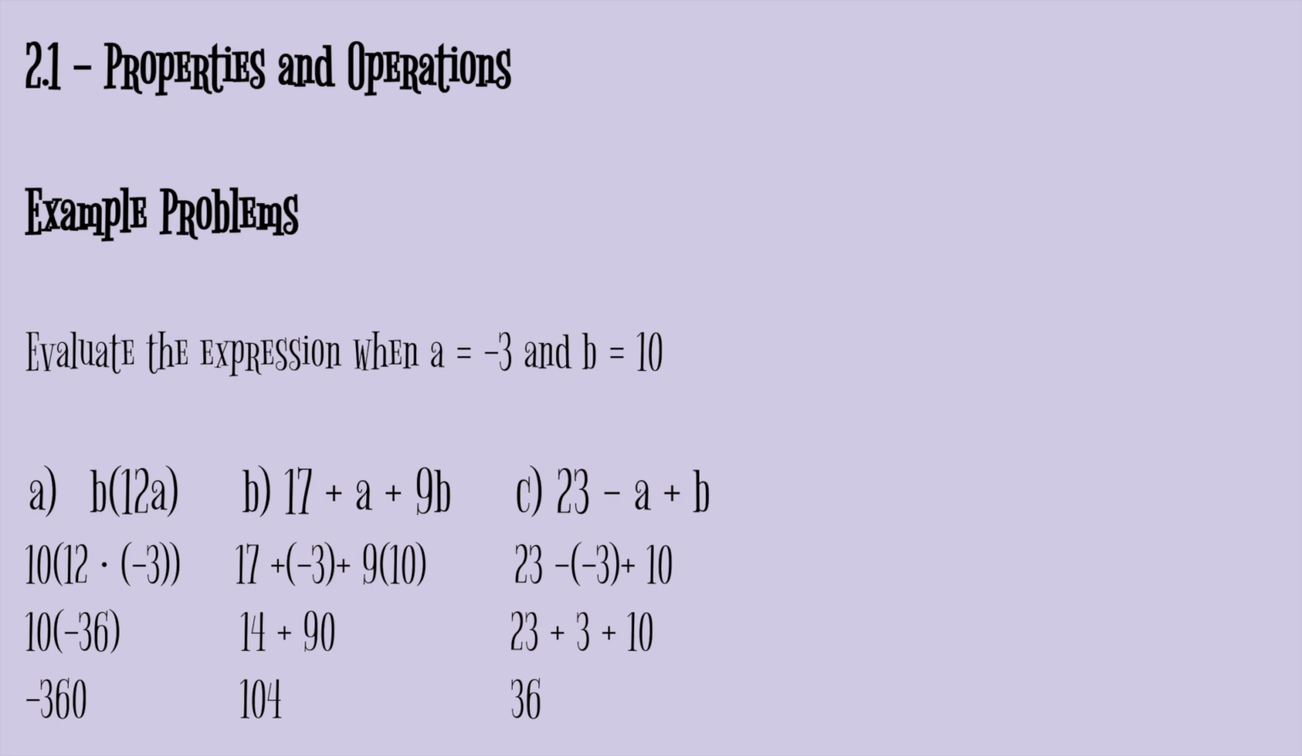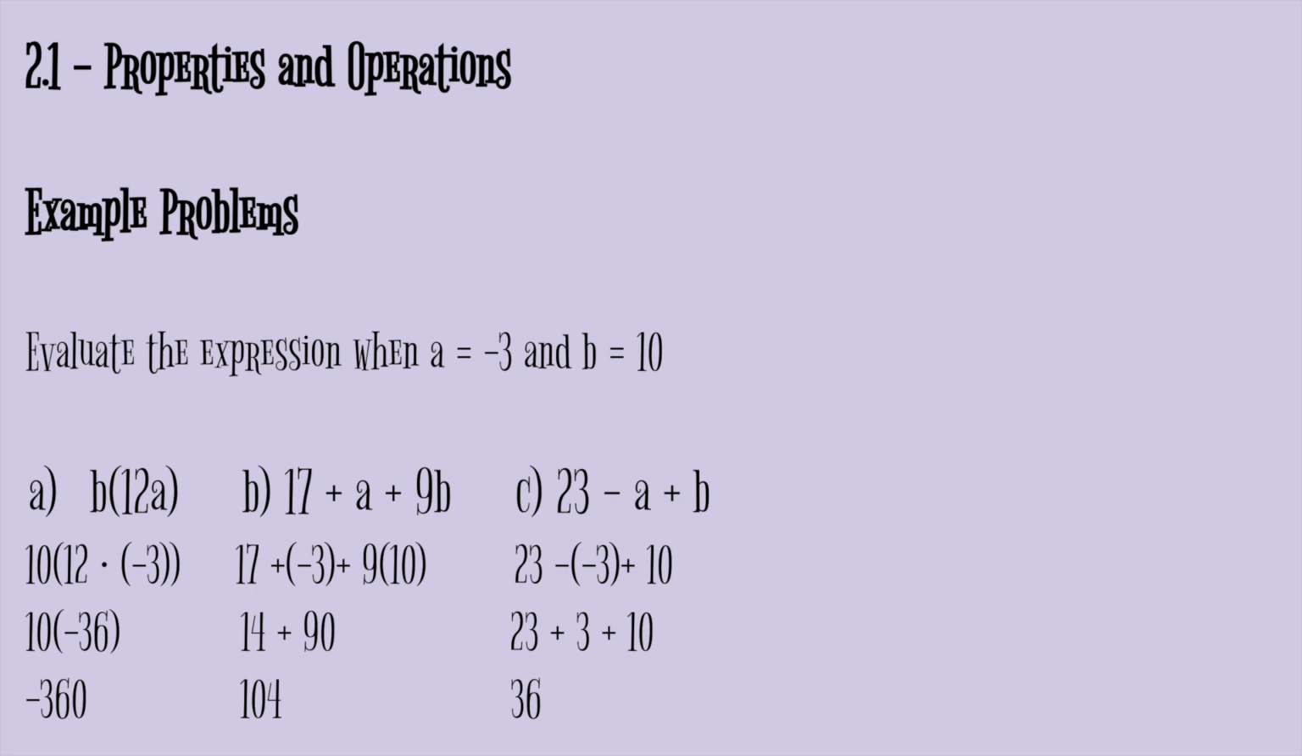Second, 17 plus A plus 9B. The expression is the same as 17 plus negative 3 substituted for A plus 9 times 10, which was substituted for B. If we simplify it, it becomes 17 plus negative 3 plus 9 times 10, and 17 plus negative 3 is 14. So it is 14 plus 90, which gives us 104.